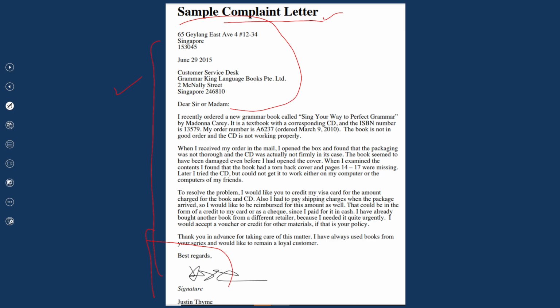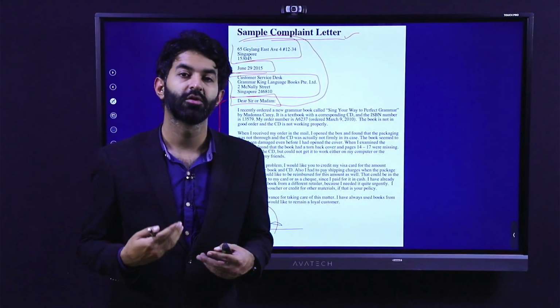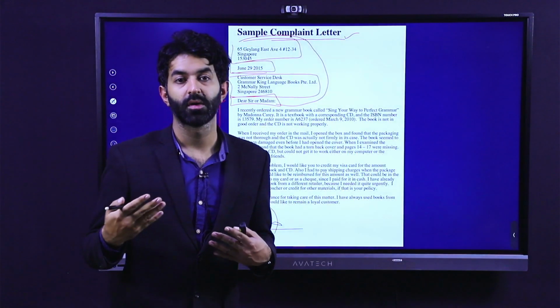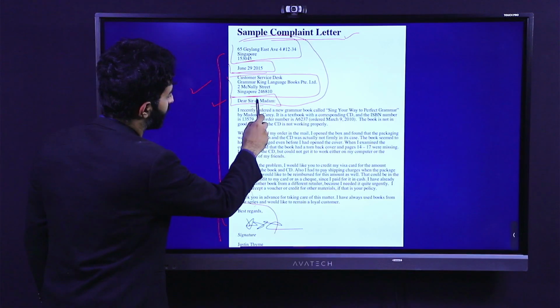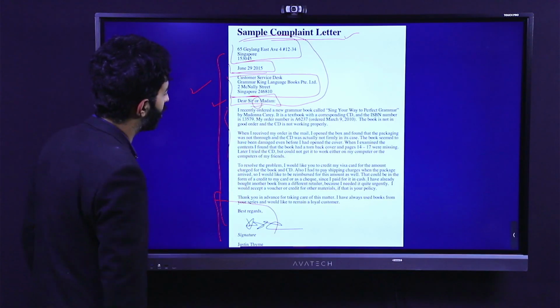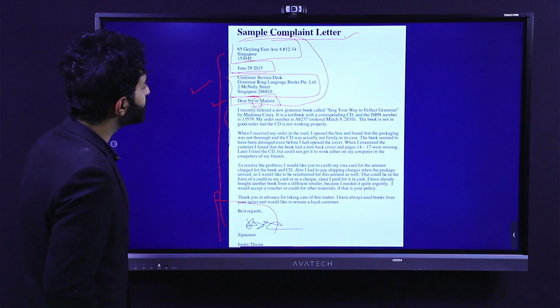So first let's talk about the structure. Here you can see the address of the sender and the address of the recipient, and in between you can find the date on which the letter is written. Then the salutation, Dear Sir or Madam, because you are not sure about the gender, so you can use this trick. You can mention both of them with a slash or use the conjunction or. Then you have your paragraphs. Okay, this is a complaint letter.